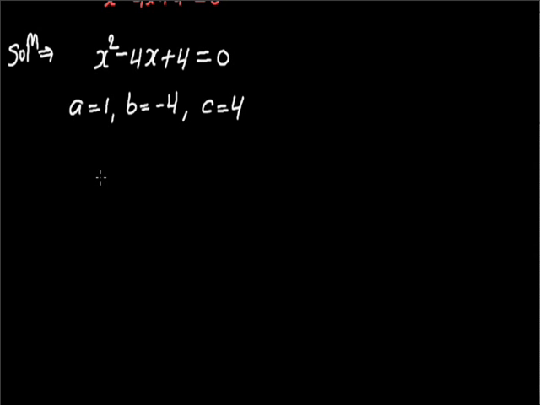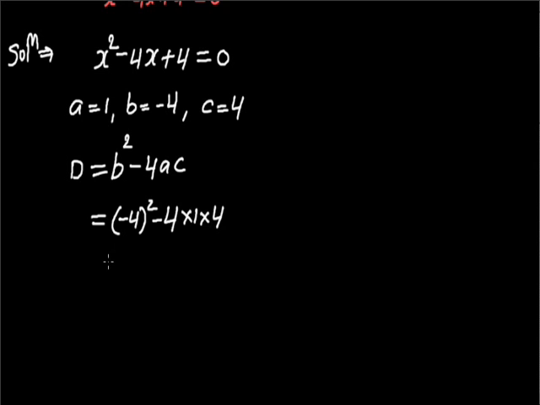Now let us find the important parameter, that is the discriminant of the quadratic equation. We can find D this way: D is equal to b square minus 4ac. Now if we substitute the values of a, b and c, we get minus 4 whole square minus 4 into 1 into 4. Now we solve this expression, and the value of D comes out to be 0.